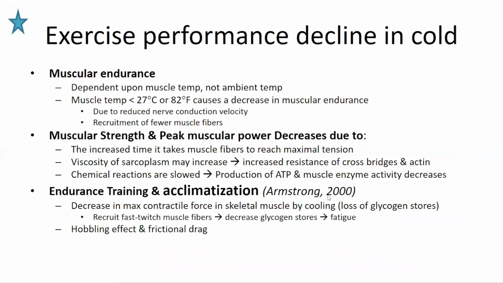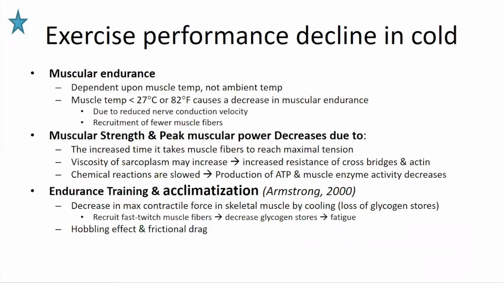So based upon research, we know that muscular endurance, strength, and muscular power also are affected by cold. So muscular endurance decreases in the cold, and it has to be the muscle temperature, not the ambient temperature. So if muscle temperature drops too low, it decreases muscular endurance, and this is related to reduced nerve conduction velocity and the recruitment of fewer muscle fibers.